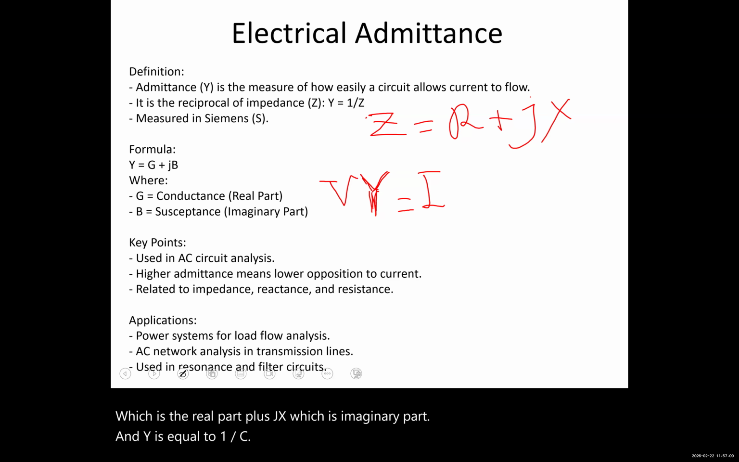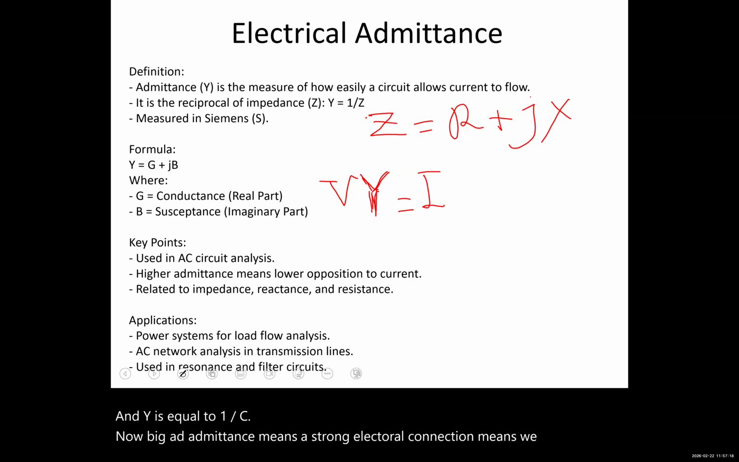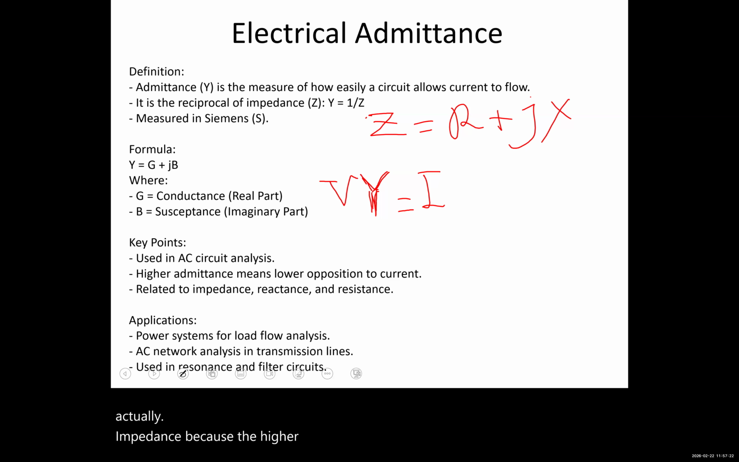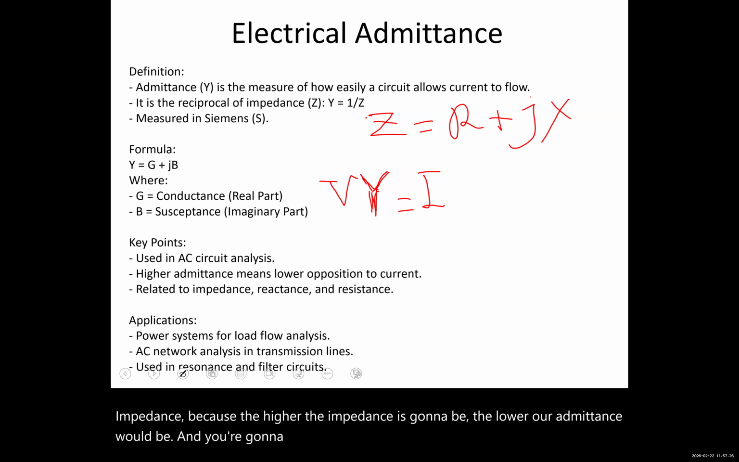Now, big admittance means a strong electrical connection, which means we have less impedance, because the higher the impedance is going to be, the lower our admittance would be. And you're going to have better connection, better conductivity between them. And a small admittance means we have weak coupling.